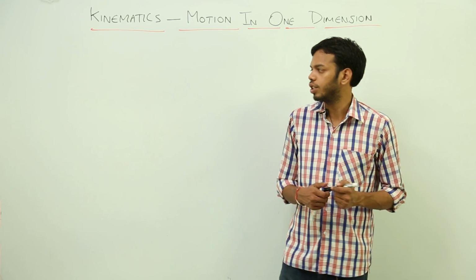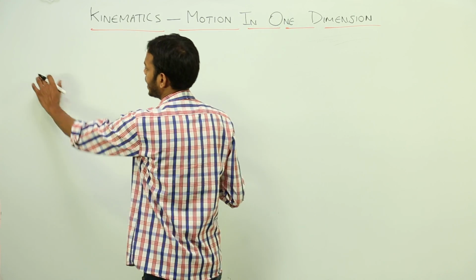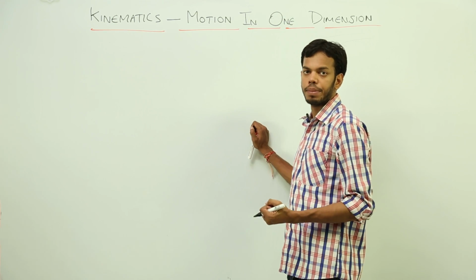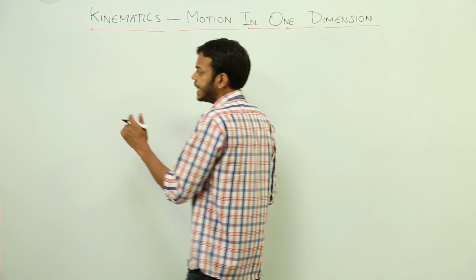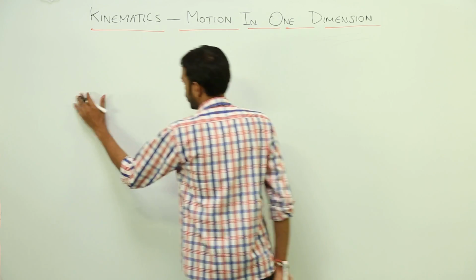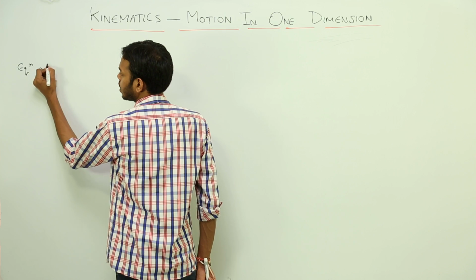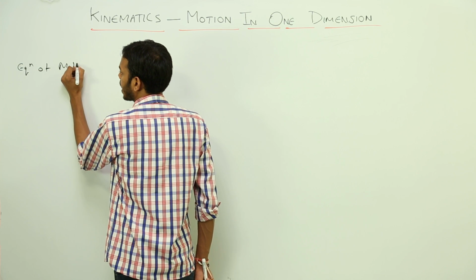In our last lecture, we studied how to represent the velocity time graph and displacement time graph, and we have already done the three equations of motion. So today we are going to derive the same equations of motion through the graphical method.